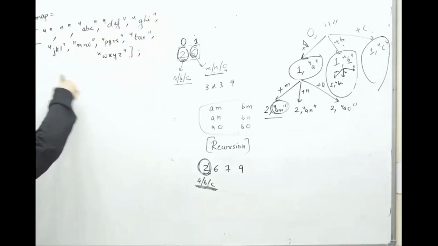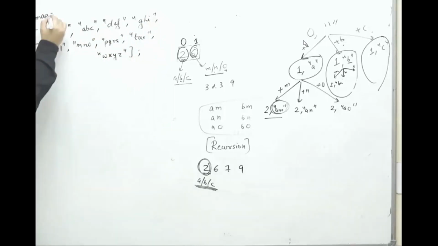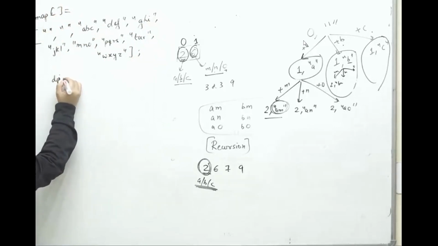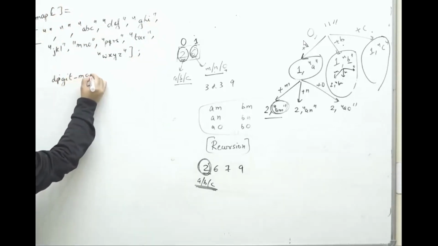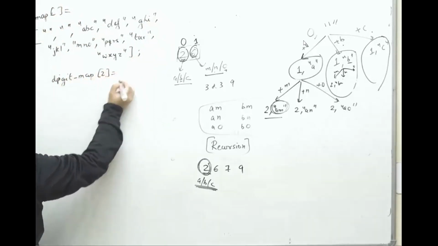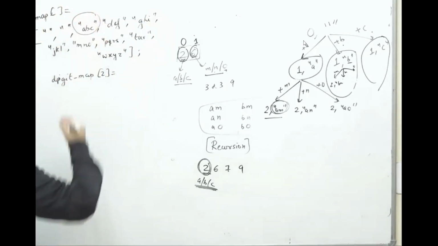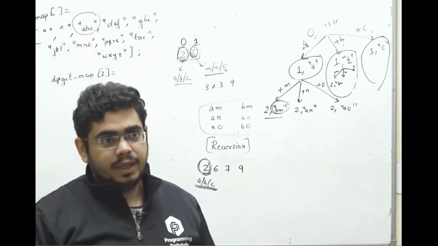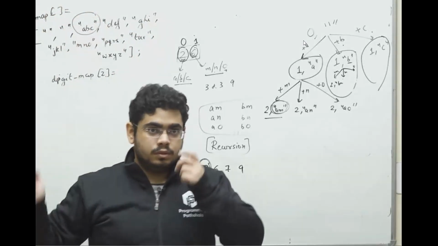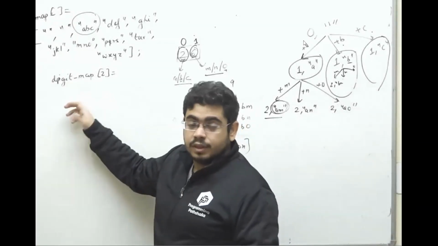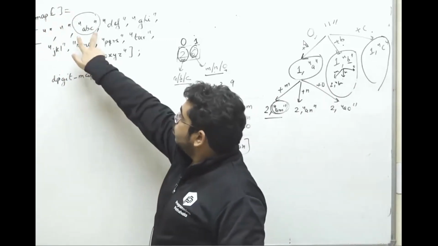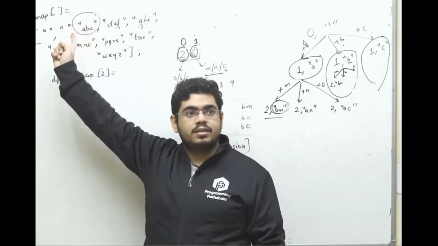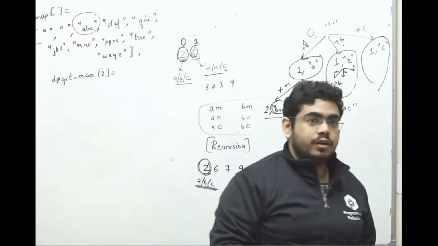So how will this list help us? If I do digit map of 2, I will get ABC. And now I can iterate on it and know these are the things that I can put in place of 2. The important part is this. If I do digit map of 2, I will get ABC. That is, it will tell me these are the things that you can place instead of 2.